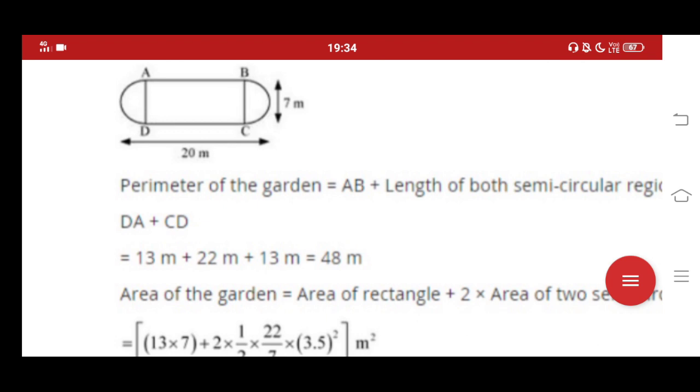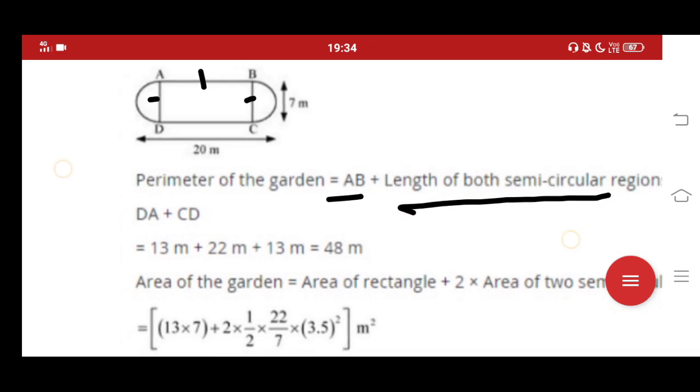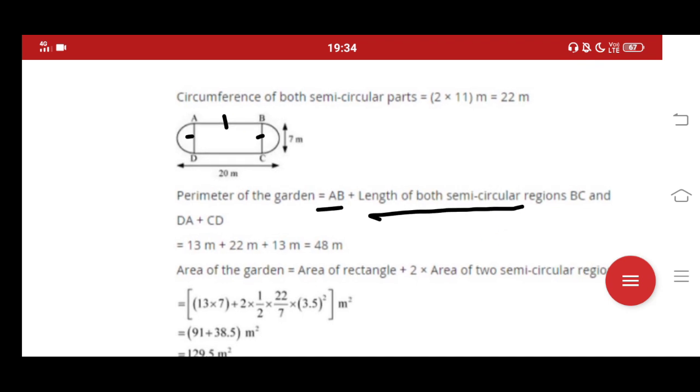Now let us see what the perimeter of the garden is. Perimeter means all the outer layers or boundary of the given shape. So we have AB, BC, CD and DA. BC and AD are already included in the case of the circle. So the length of both the semicircular regions, that is BC and AD, we have included in the circumference of a semicircle. What is the remaining part? The remaining part is CD.